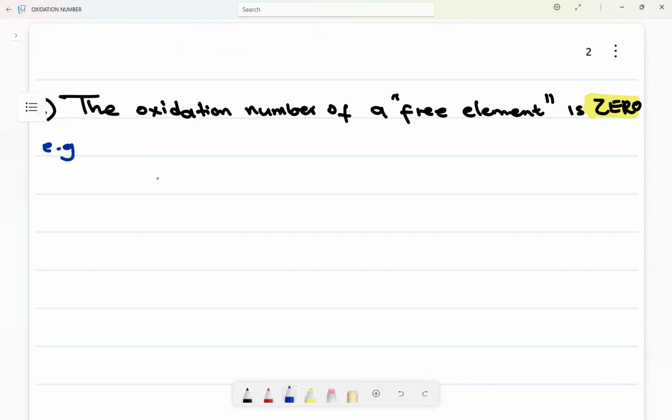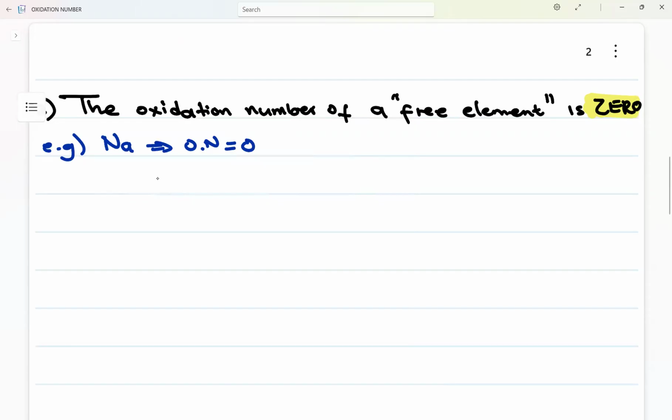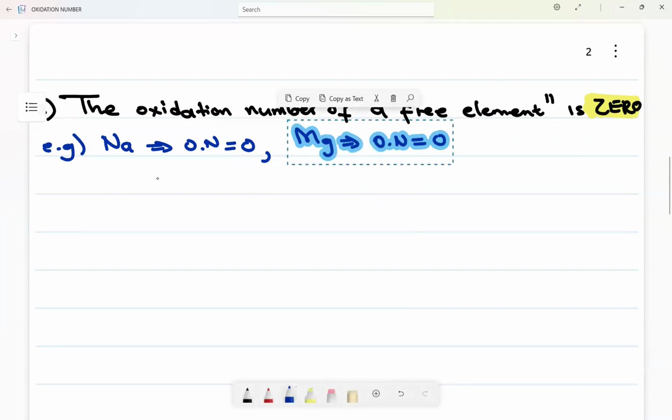So let's consider any free element that we might take note of. Sodium has an oxidation number of 0. Another example, maybe magnesium. Magnesium has an oxidation number of 0. I can make a lot of examples with this one, guys.